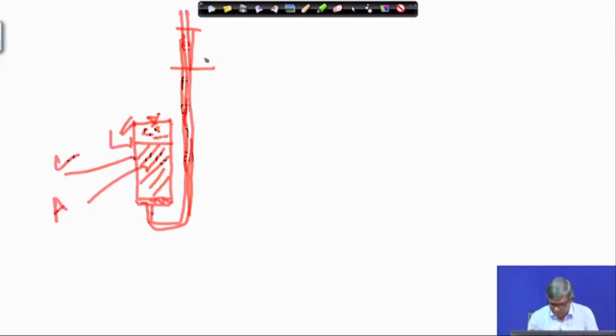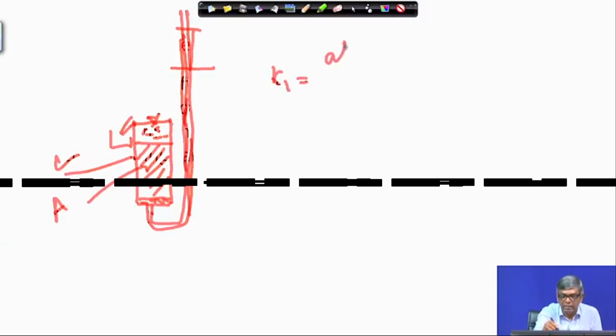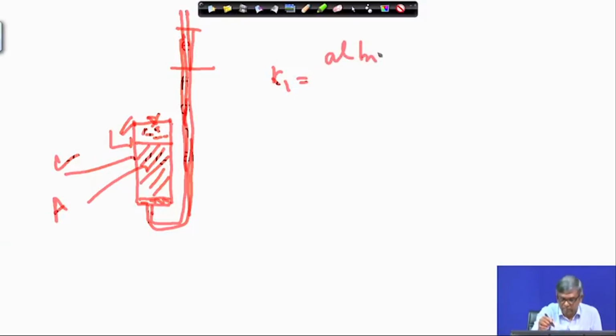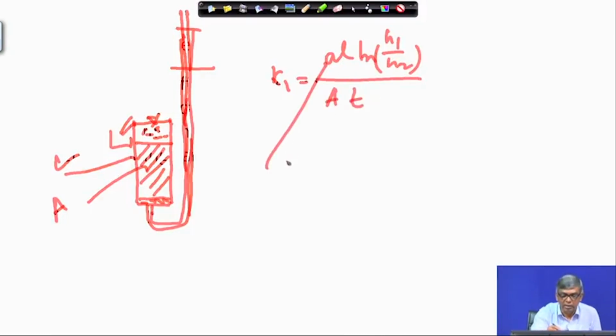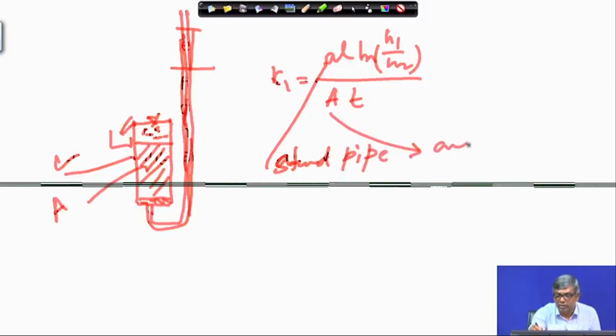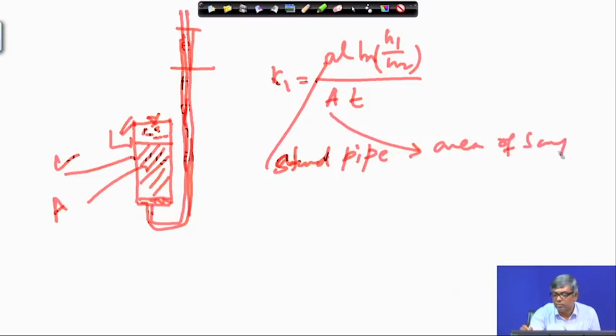So, this is to be considered, and our equation for permeability is k equal to a times L into ln of H1 by H2, divided by A times t. Here a is the area of the standpipe, the standpipe cross section, and A is the area of the sample, and t is the time over which the head drops from H1 to H2.